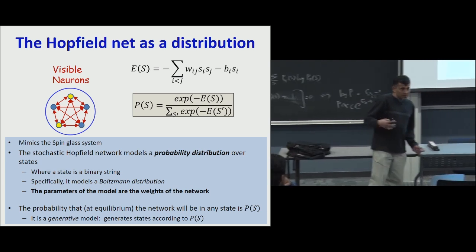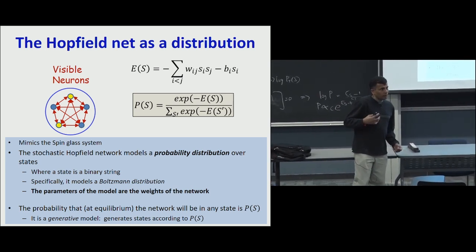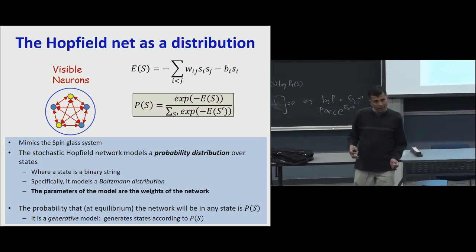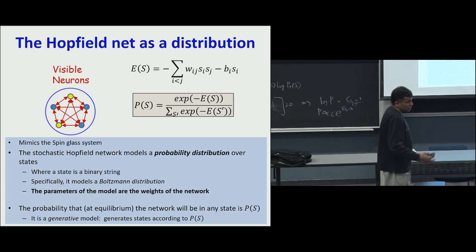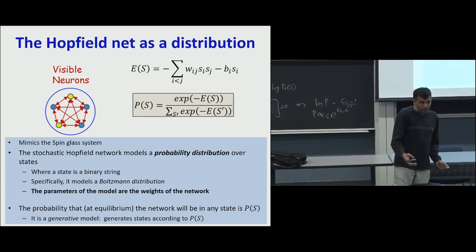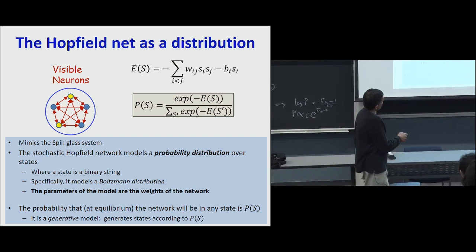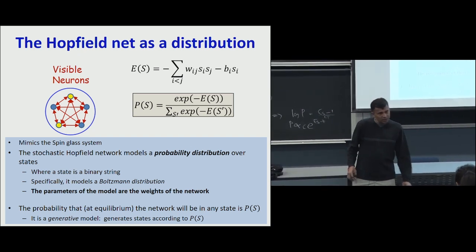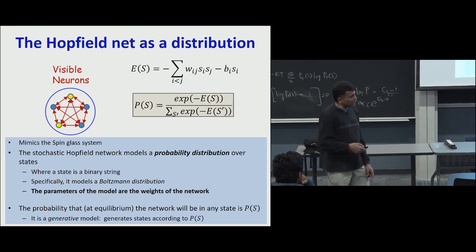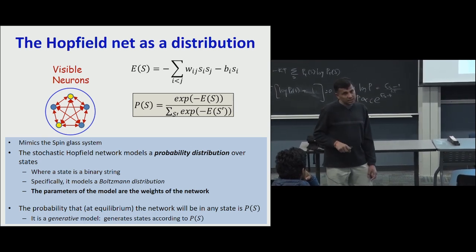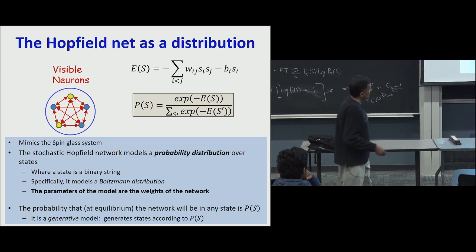What we would do is we can just let the system evolve, and after it has evolved for a large enough time, it will arrive at equilibrium. We're going to let it evolve according to some specific rules, and eventually the probability that it will be in any state is given by this formula. Now let's see how exactly this works, right?